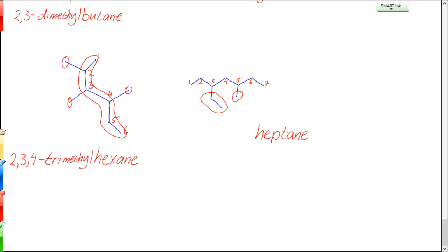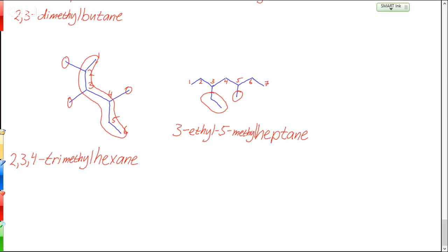So a 2 carbon is ethyl, a 1 carbon is methyl, which means when we name this, we have to name each of those separately with their own numbers. So we would call this 3-ethyl, 5-methylheptane.